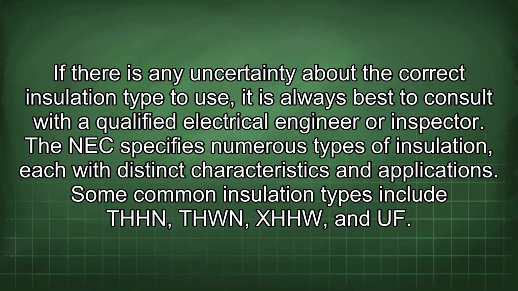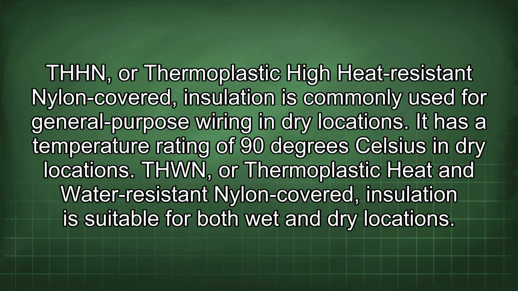The NEC specifies numerous types of insulation, each with distinct characteristics and applications. Some common insulation types include THHN, THWN, XHHW, and UF. THHN, or thermoplastic high heat resistant nylon covered insulation, is commonly used for general purpose wiring in dry locations. It has a temperature rating of 90 degrees Celsius in dry locations.